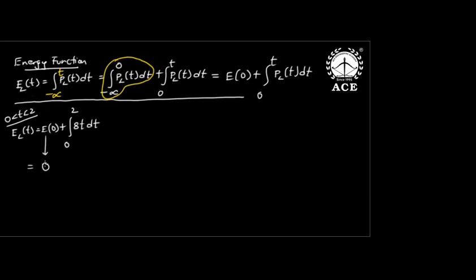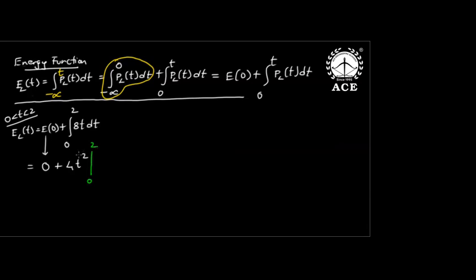That is understood. The integral of 8t is 8 into t square by 2, that is 4t square, from 0 to 2. E of 0 is 0, and this becomes the integral from 0 to 2 of 8t, which is nothing but 4t square from 0 to 2.